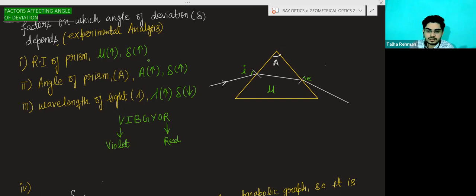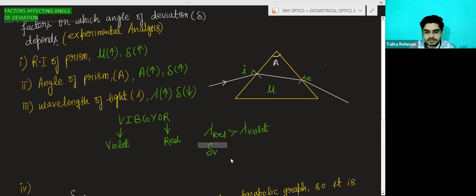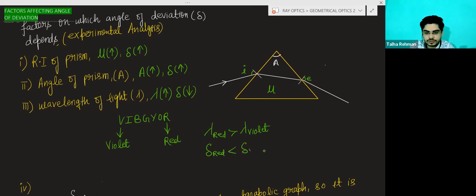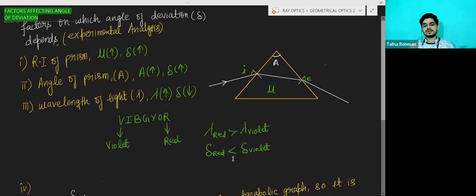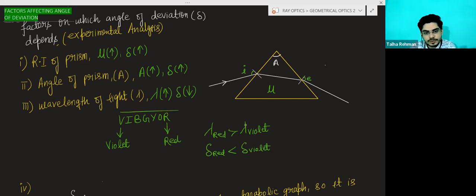We know that the wavelength of the red light is much greater than the wavelength of violet light. So the angle of deviation for the red light will be much less than the angle of deviation for the violet light. You will see the red light deviated least and the violet light deviated most, because the wavelength of the red light is most and the wavelength of the violet light is least. When you move from here to here in this direction, the wavelength will increase, and angle of deviation will decrease.